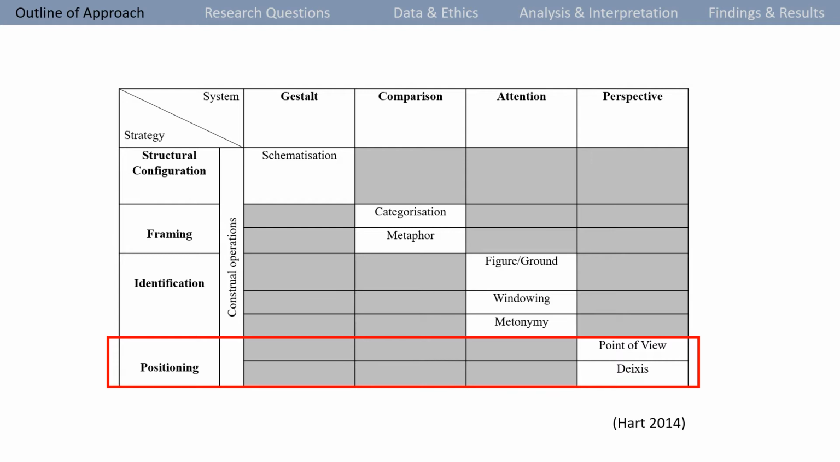So in the book, I take the reader through each of these construal operations, but in the presentation here, I'm going to focus specifically on schematization and windowing of attention.